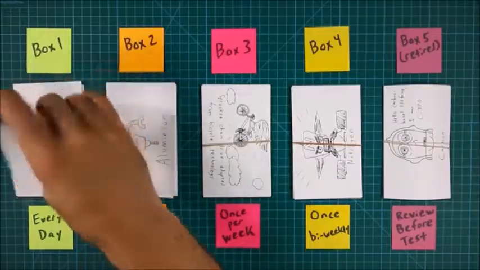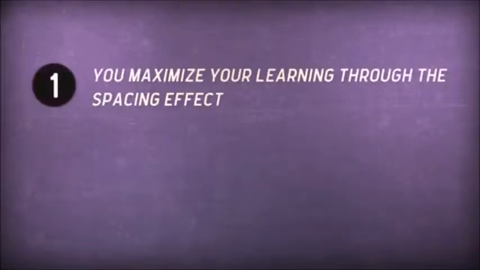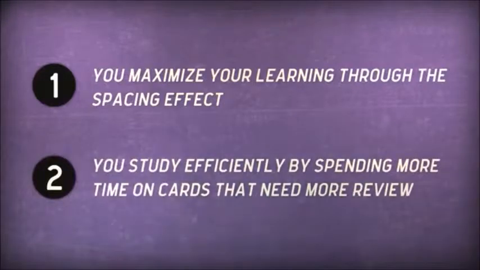And when you're studying your cards in the boxes, every time you get a card right, it's going to graduate to the next box. So you're going to see it less and less often. But if you get a card wrong, it's going to go all the way to box number 1, no matter where it was. And by using this system, you get 2 main benefits. Number 1, you're maximizing your learning through the spacing effect, but number 2, you're also studying more efficiently because you're spending more time on the cards that need the most attention and less time on the ones you know really well, rather than studying every single card equally.